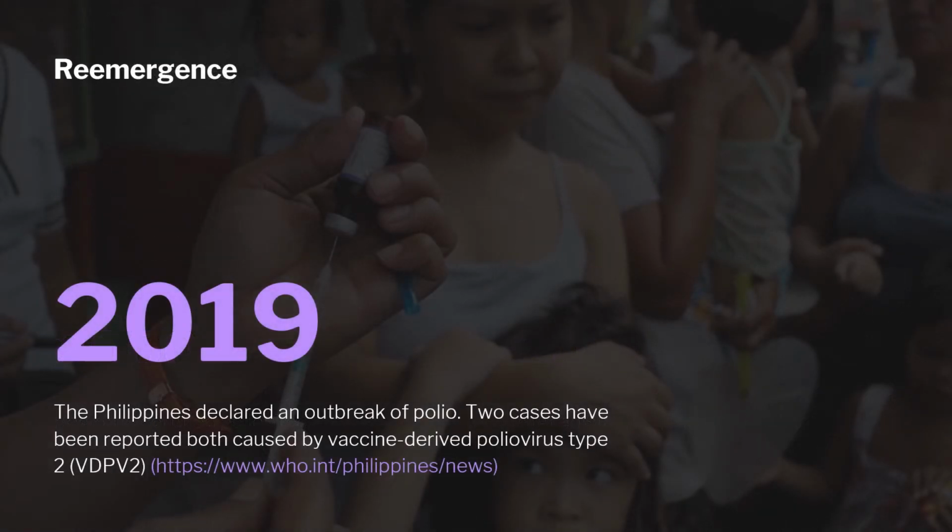And lastly, for the re-emergence of the poliovirus. Sadly, in 2019, the Philippines declared an outbreak of polio. 2 cases have been reported to date, both caused by vaccine-derived poliovirus type 2, VDPV2. Environmental samples taken from sewage in Manila on 13 August and waterway in Davao on 22 August have also tested positive for VDPV2.